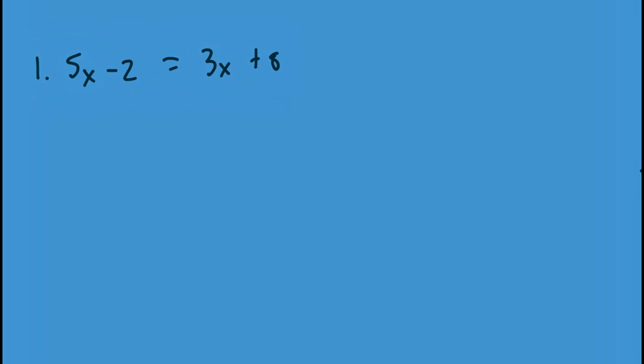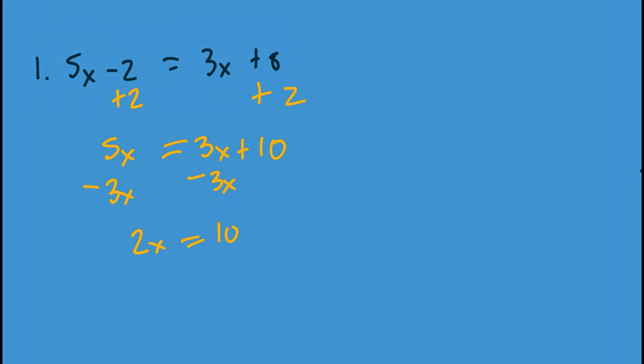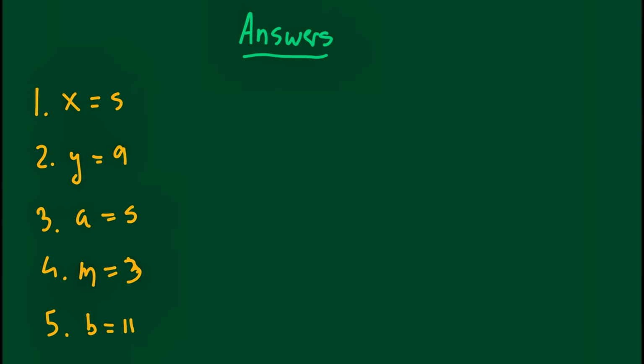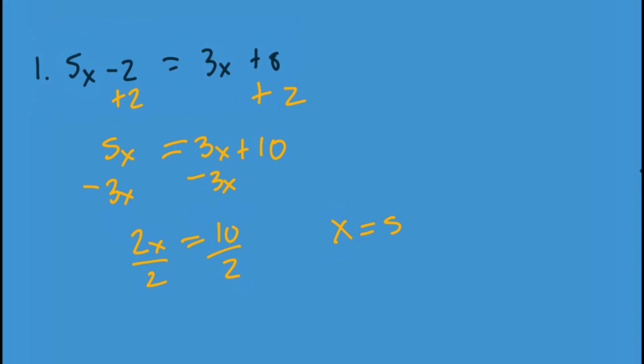Okay, we have 5x minus 2 is equal to 3x plus 8. So I'm going to add the 2 on both sides. 3x plus 10 is going to equal 5x minus 3x to isolate the variable. And then we'll have 2x is equal to 10 divided by 2, and x is equal to 5. And as in our answer, x is indeed equal to 5. So basically for the multi-step equations, it's first multi-step to two-step to one-step. So that's how it goes.